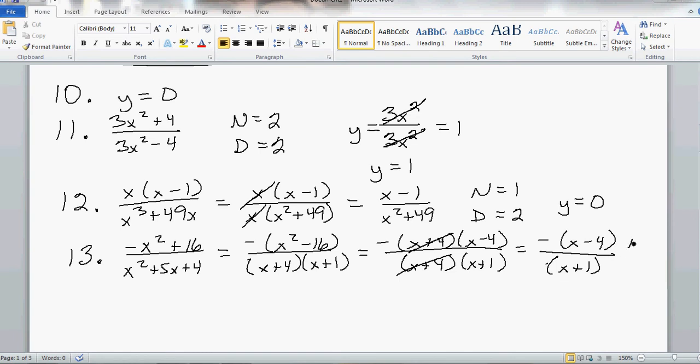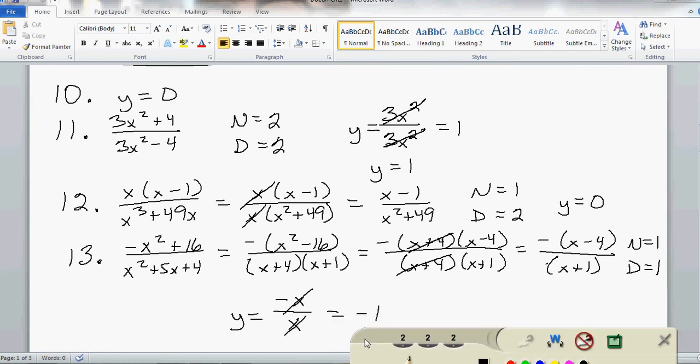So the degree of the numerator is 1. The degree of the denominator is 1. And since they are equal, it's very similar to number 11. So I'm going to take the leading term and simplify it. So it's y equals, okay, the leading term up here is negative x. The leading term here is x. And the x's cancel each other out, leaving negative 1. So y equals negative 1 would be the horizontal asymptote for number 13.